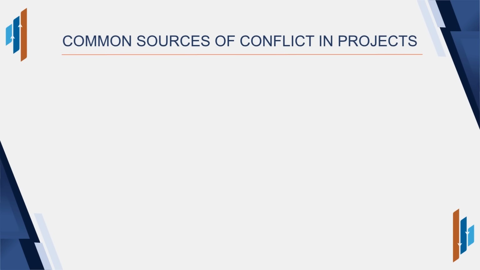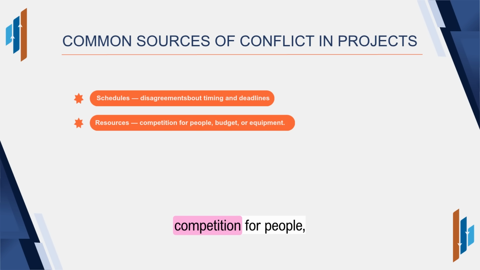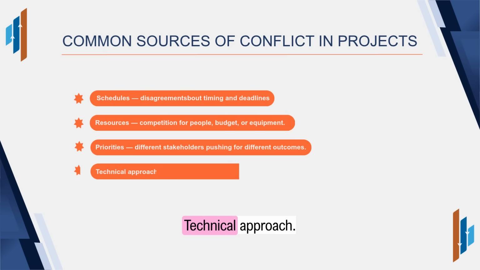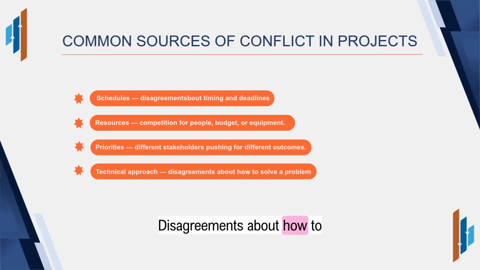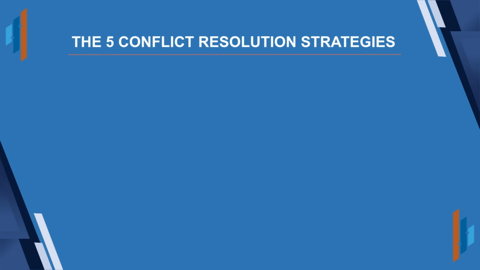Common sources of conflict in projects. The PMP exam recognizes several common sources of conflict on projects. Schedules, disagreements about timing and deadlines. Resources, competition for people, budget, or equipment. Priorities, different stakeholders pushing for different outcomes. Technical approach, disagreements about how to solve a problem. And personalities, interpersonal friction between team members. On the exam, you'll often be given a scenario and asked to identify the source of conflict first before deciding how to resolve it.